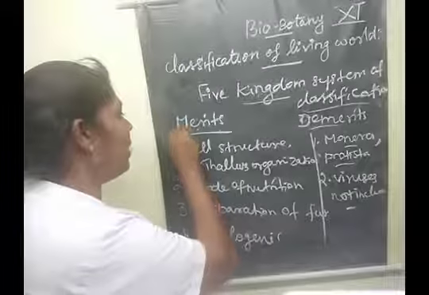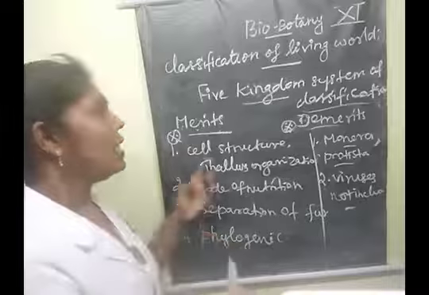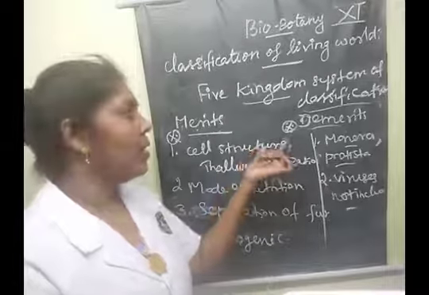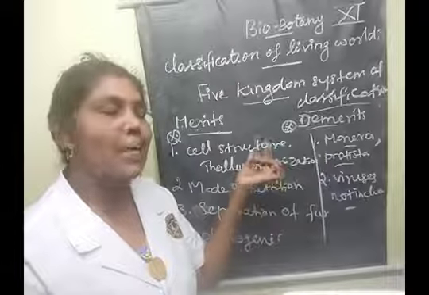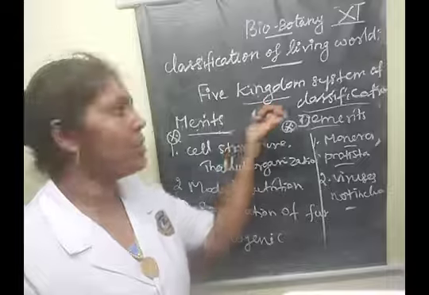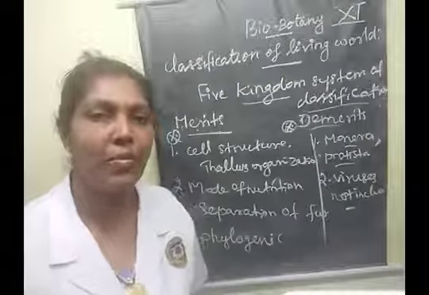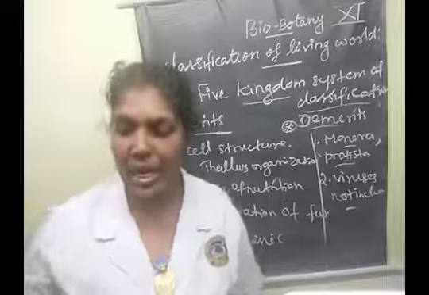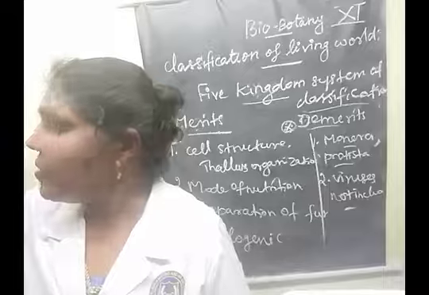Very, very important. Suppose they ask a five mark question, they may ask merits and demerits together. Sometimes they will ask it as separate questions: what are the merits of the five kingdom system of classification, or what are the demerits of the five kingdom system of classification? Understood, children? Yes.